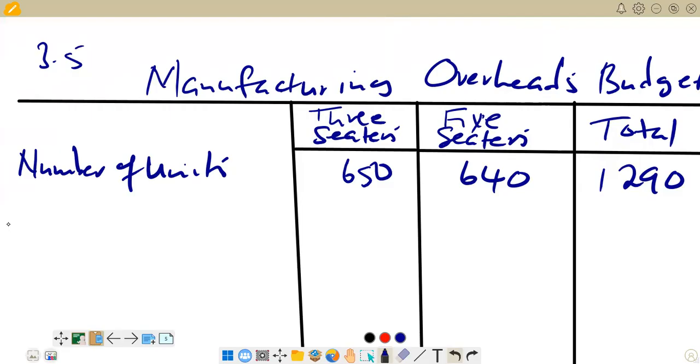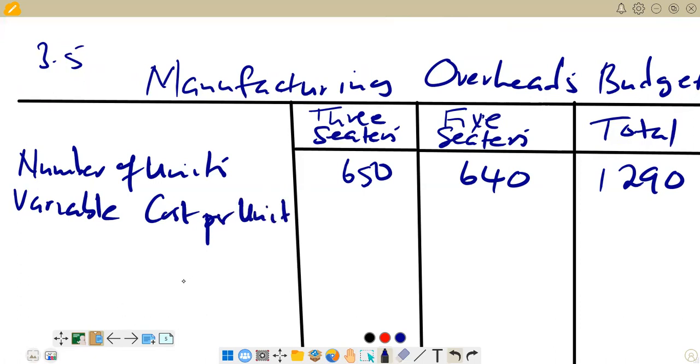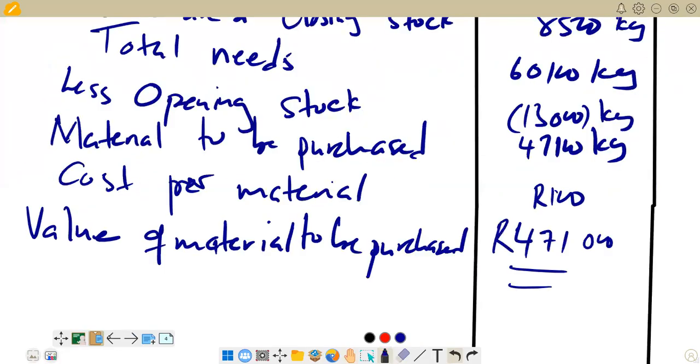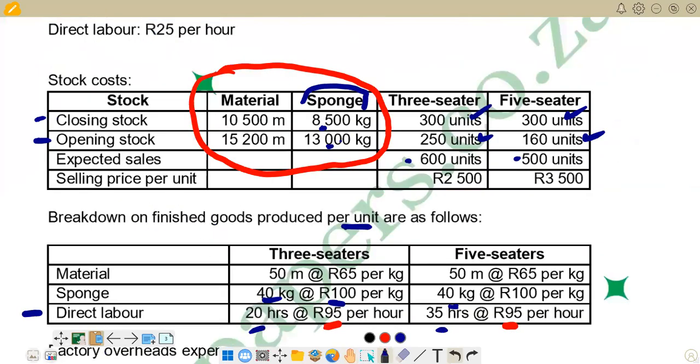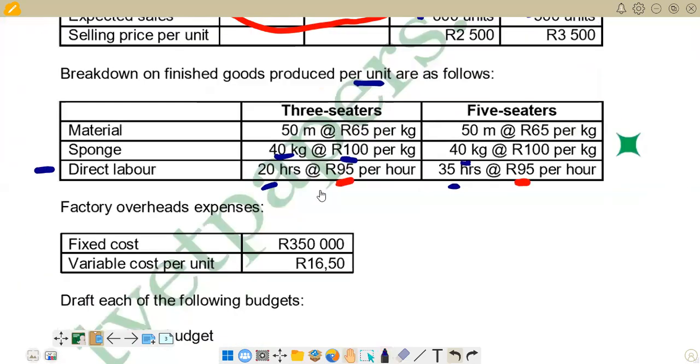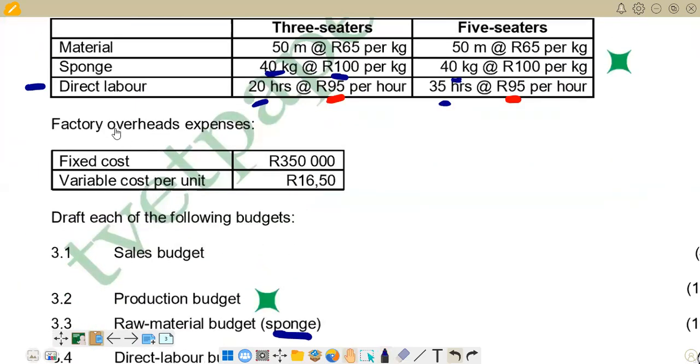Then we now need the variable cost per unit. And obviously this one we are going to get it in the question. We go there to check what variable cost per unit we have. But if you go at the bottom of this question, you are going to see that variable cost is mentioned there. We come here, you see that our variable cost per unit is here. We are given it as 650. We are given it here as 1650. So this is what we have.